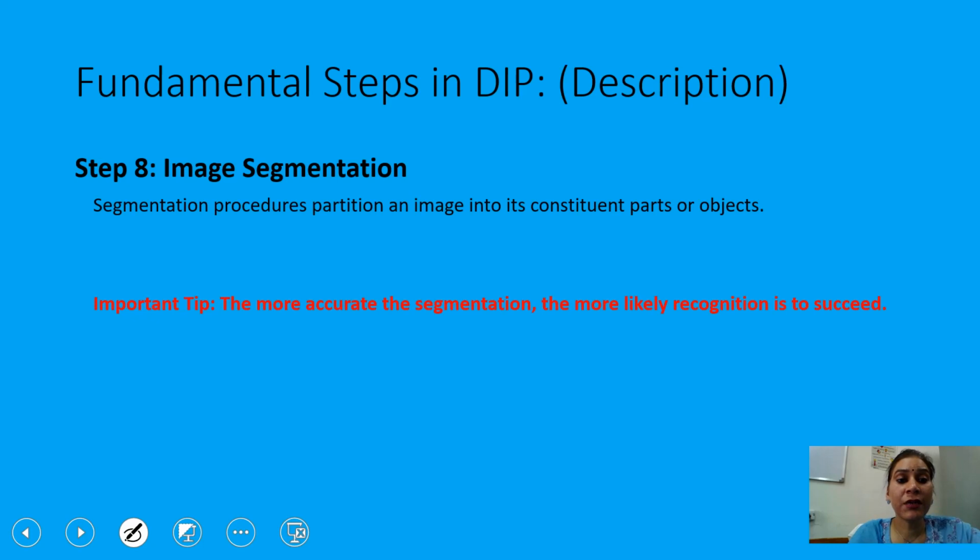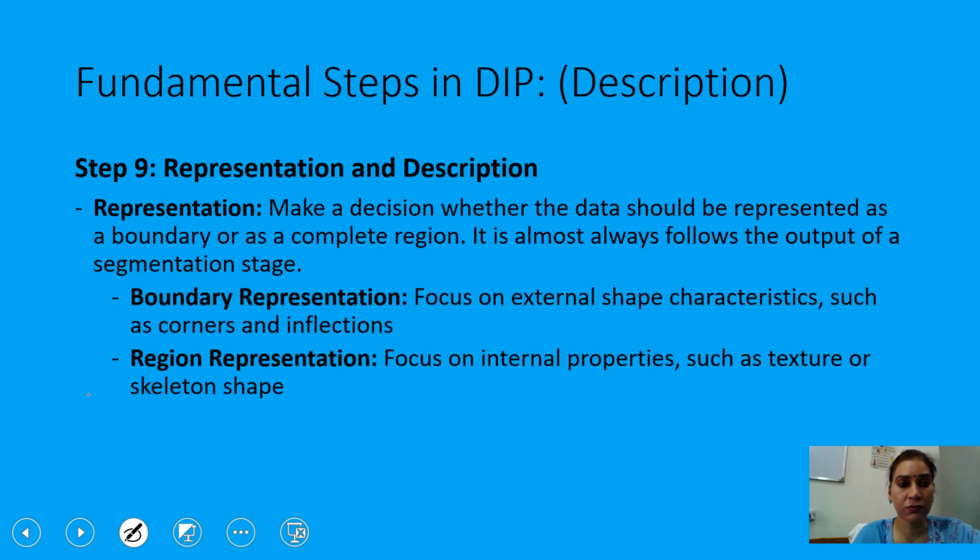Then image segmentation. The segmentation procedure partitions an image into its constituent parts or objects. When we segment an image, we divide the image. When we separate out the object and the background, or divide the image into different parts, that all comes under segmentation, and it is a high level processing where output and input are both attributes.